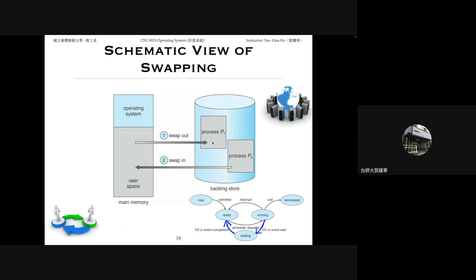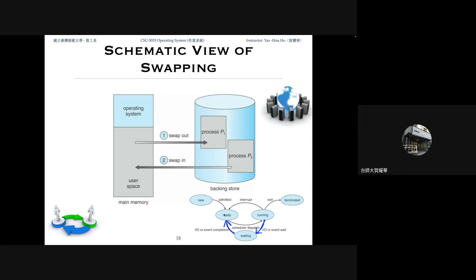Then later on, if the low priority process is able to be brought into main memory, the process image will be brought back into main memory. When you bring it back to main memory, it goes from the waiting state back into the ready state, allowing the scheduler to schedule it. Any question on swapping?